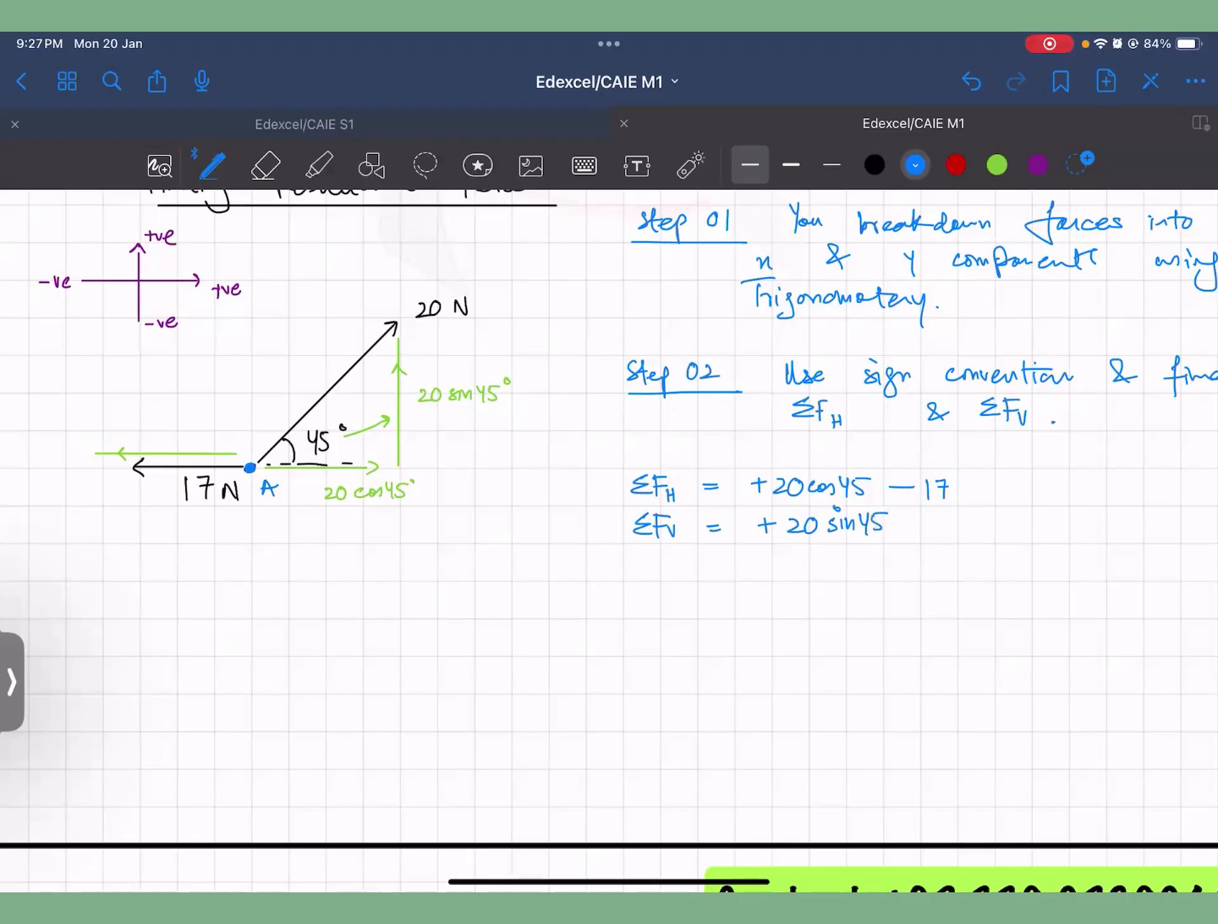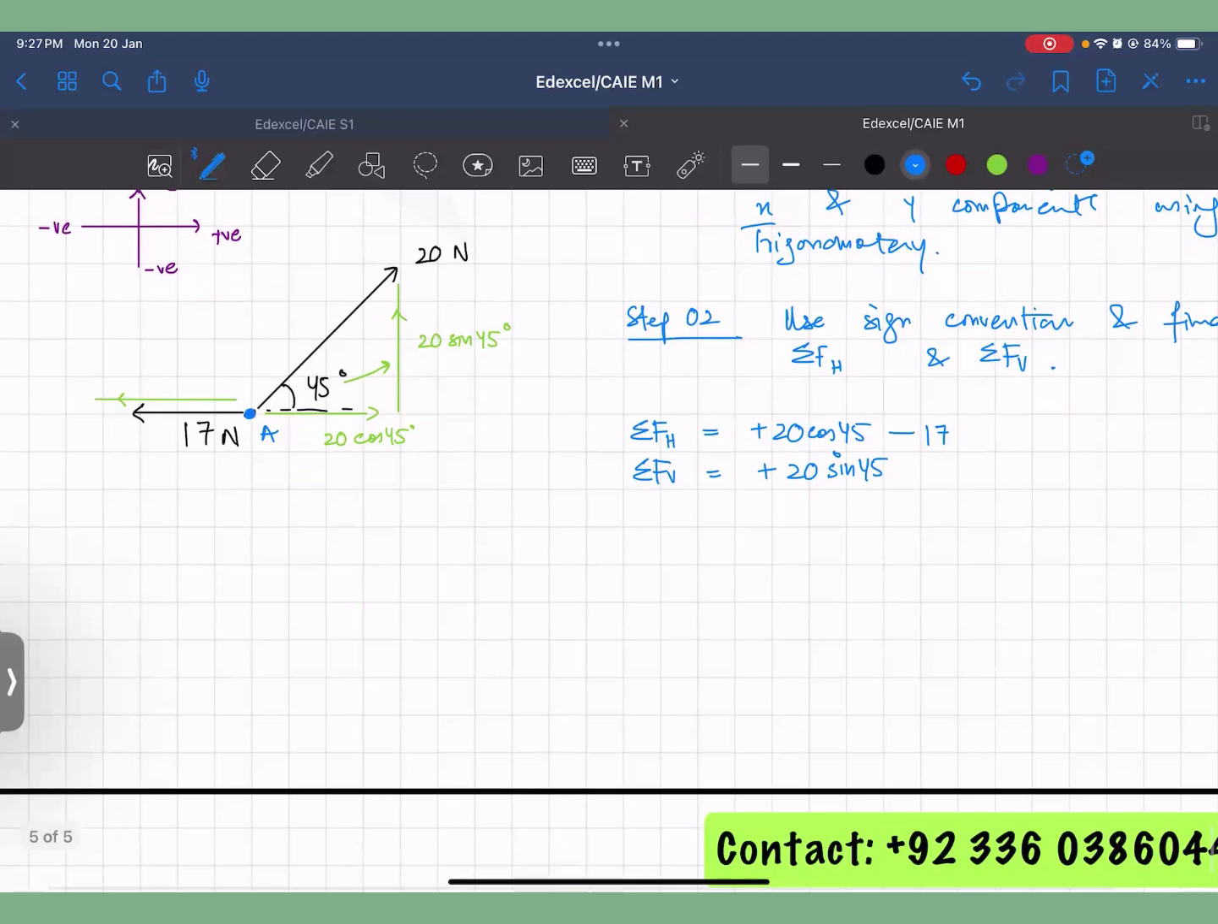So this is the total sum in the horizontal direction. You're just adding up the vectors. This is the same thing. When you broke them down, now you're adding up in the horizontal and the vertical direction.